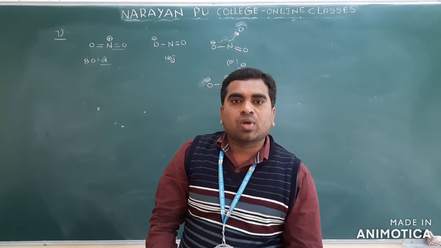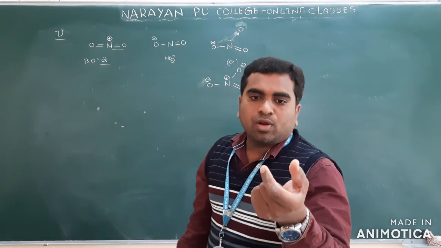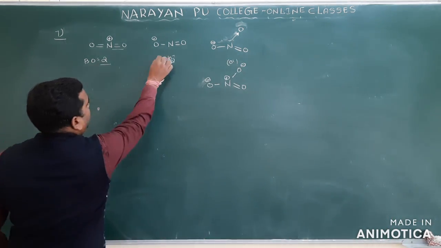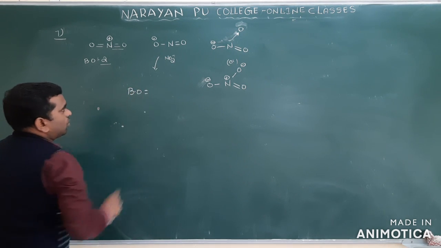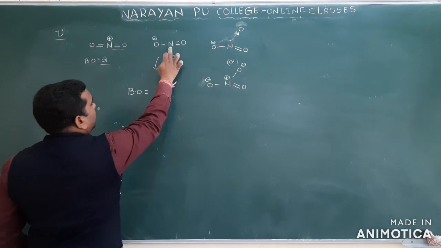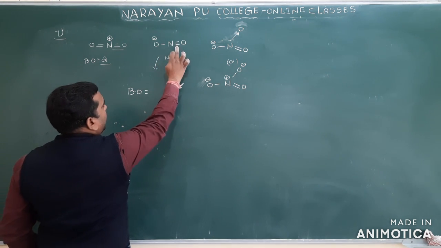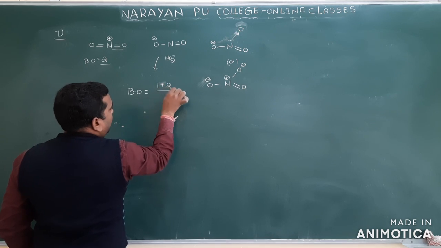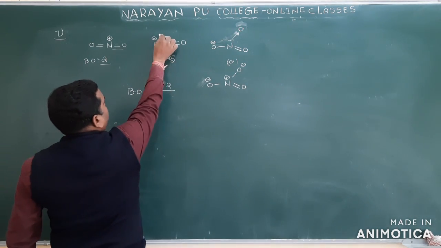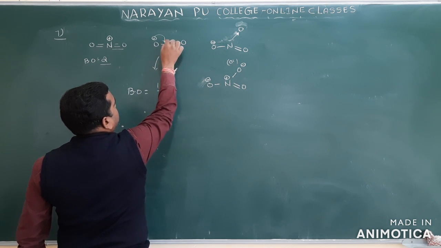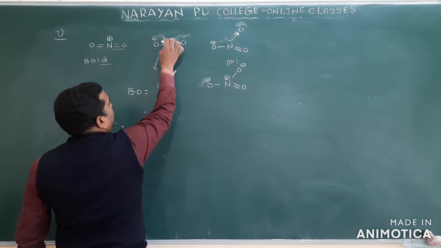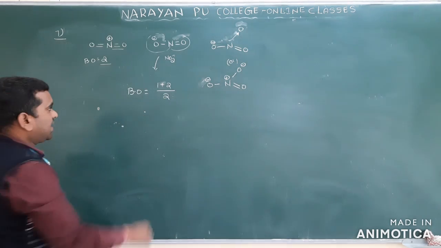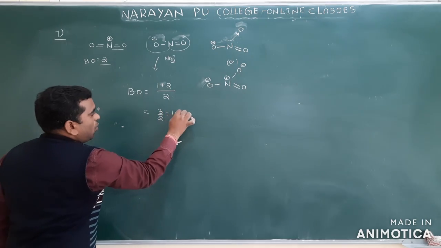I already mentioned how to calculate the bond order: the total number of bonds between the atoms divided by the number of resonance structures. So what is the bond order for this one? Total number of bonds between the atoms: between nitrogen and oxygen 1, and between nitrogen and the other oxygen 2. Total is 1 plus 2, divided by how many resonance structures you will get? If the electrons move from here to here, 1 NO bond is there, another 1 NO bond is there. 2 resonance structures you will get. So 3 by 2, how much? 1.5.